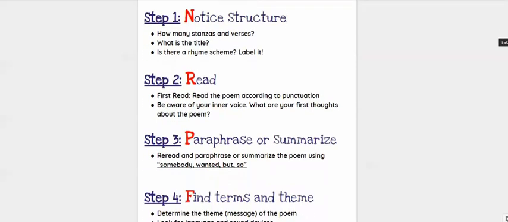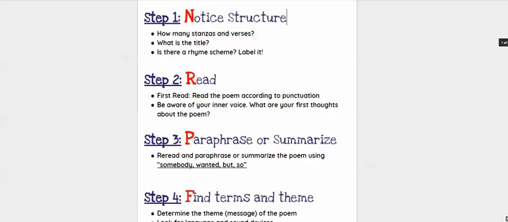Step 1 is notice the structure. How many stanzas and verses does this poem have? What's the title? And is there a rhyme scheme? This first step, you do even before you read the poem. You're just looking at that structure to see if there are any clues from the poet to help us understand it and to get our brain thinking about it.